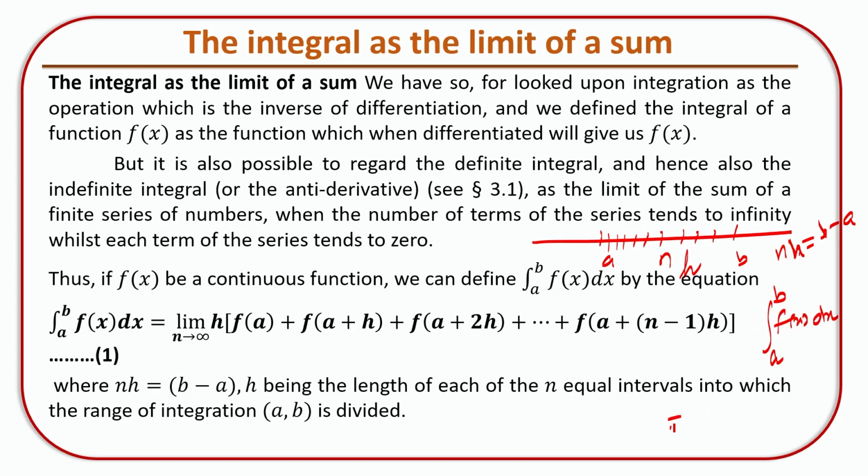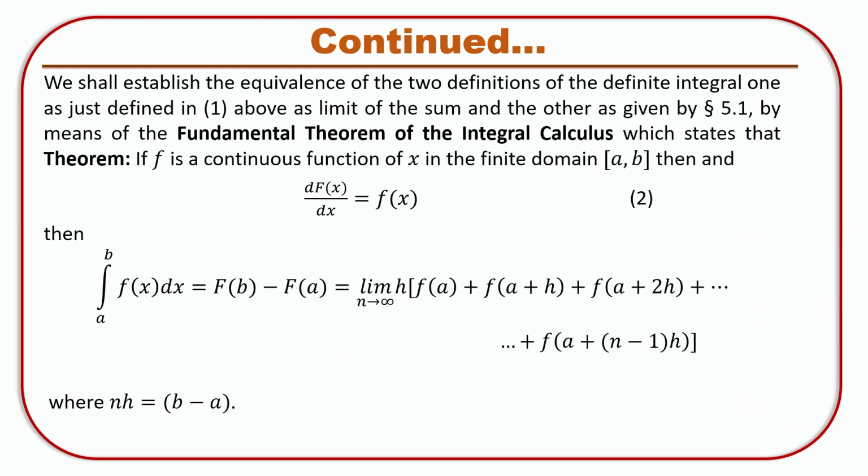It is exactly the same area. That means it is exactly equal to the limit as n tends to infinity of h times f(a) plus f(a plus h) and so on. All these, a, a plus h, a plus 2h and so on, are the node points. We had seen this, but we have not proved it. So in this lecture, I am going to prove this using the fundamental theorem of integral calculus.